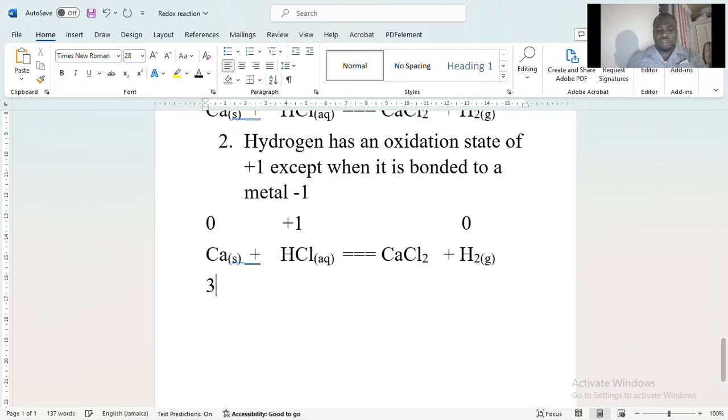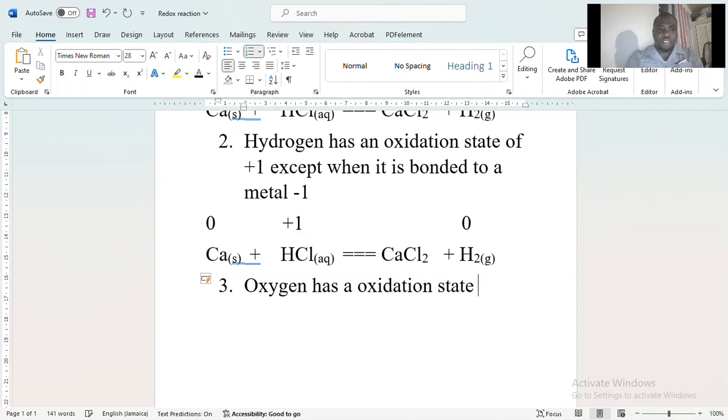Third, we have a third rule. It says oxygen has an oxidation state of -2. And there's an exception, except when it is in a peroxide. The particular peroxide that you'll come across in your course is hydrogen peroxide, right?